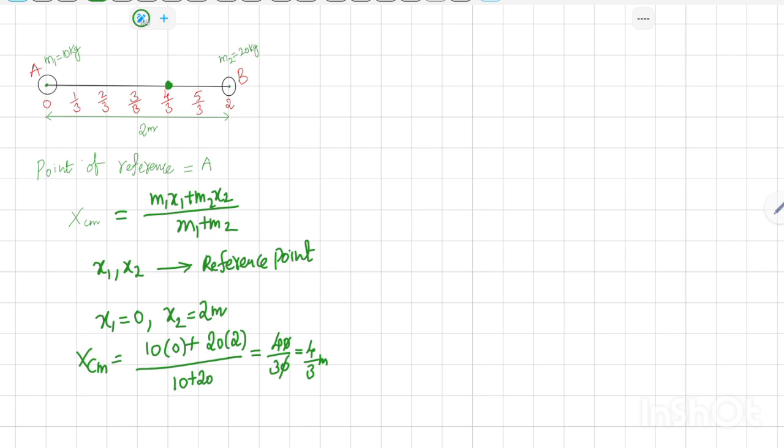Now I am taking one more reference point. Let me consider the reference point as B, and here I am considering the origin. So to the left side of origin all the distances are negative. To the right side of the origin all the distances are positive. This is the convention that we generally follow.